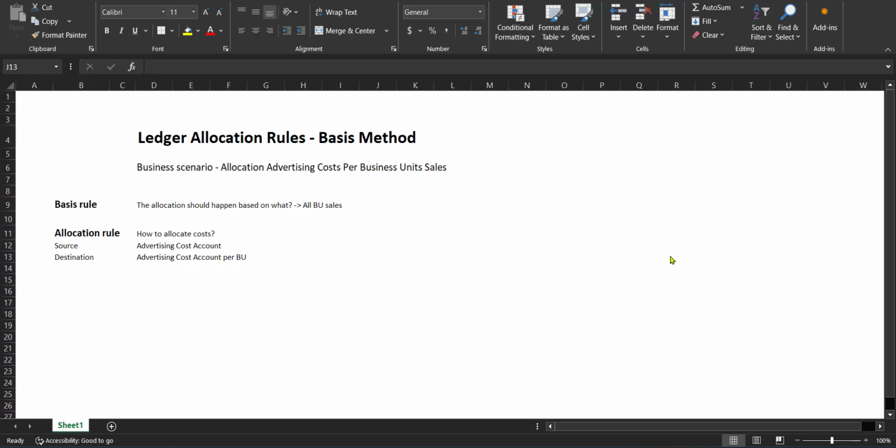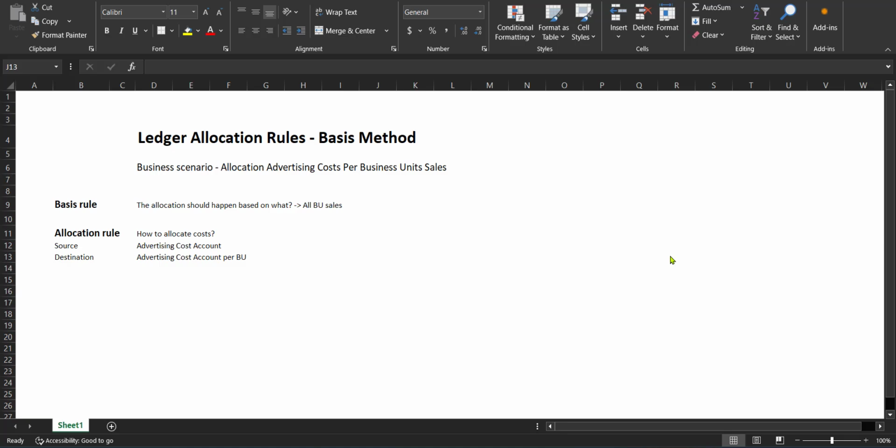The third method is called the basis method. That's what we're going to talk about today. It sounds a bit complex, but it's very easy to understand. It means the allocation will happen based on a third factor. So what does that mean? I want to allocate cost, but the actual allocation should happen based on sales. So sales is going to be your third factor.